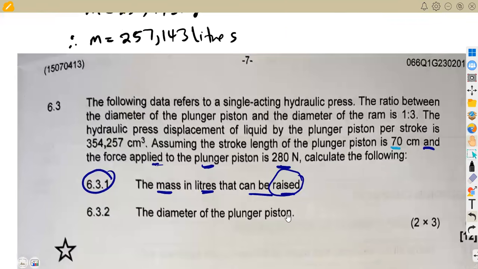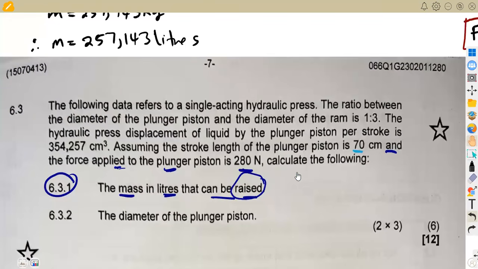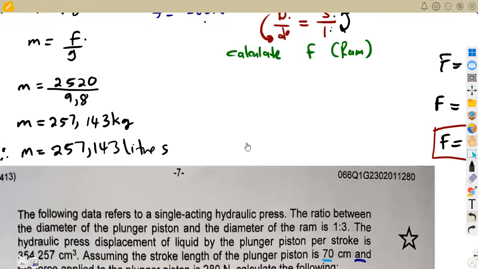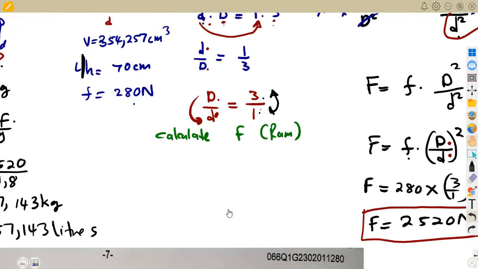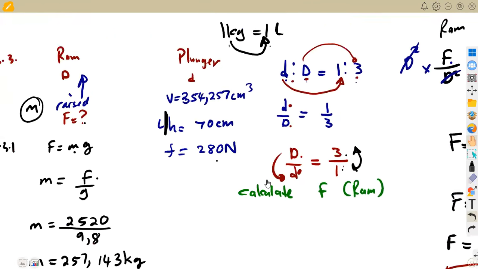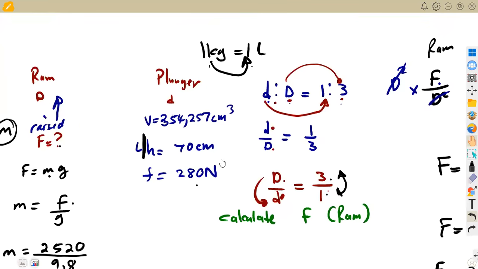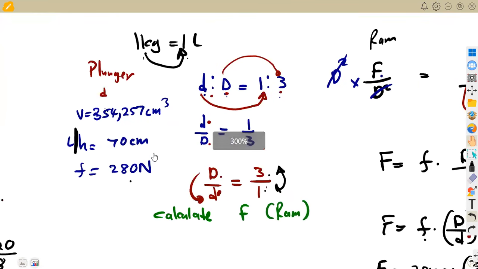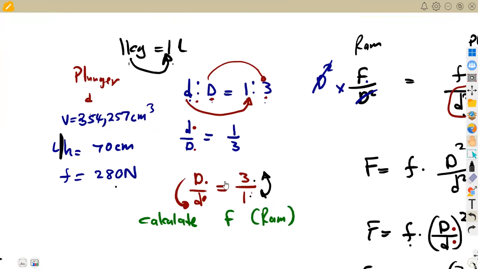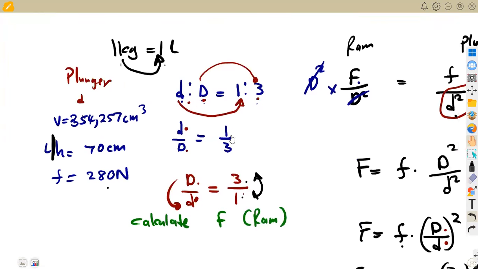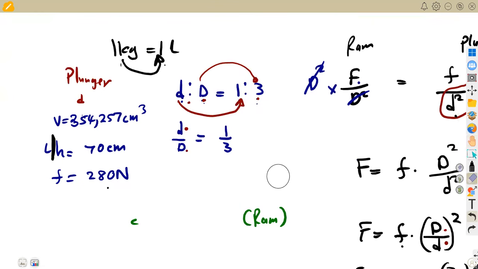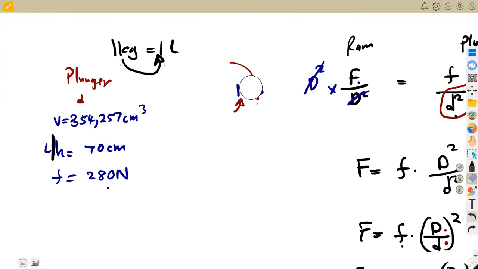Calculate the diameter of the plunger piston. We are asked to calculate the diameter of the plunger in this case. All right, let's check what we have. They've got the force, there's nothing. The mass, there's nothing. All right, let's consider here. Since we are to calculate the diameter of the plunger, on the plunger we are given the volume, and we also have the stroke length. So let's play around there.